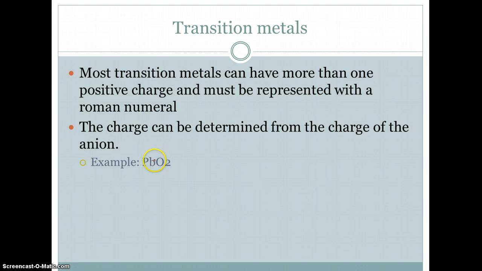If the cation is a transition metal, it can have more than one positive charge, and that charge must be represented with a Roman numeral, and we can figure out the charge by using the charge of the anion. So, for example, PbO2, we are going to name lead, some Roman numeral that represents the charge, oxide. Now to figure out the Roman numeral, we look at the charge of oxide. Oxide has a charge of -2. There are 2 oxides, so that's a grand total of -4. That means lead has to be +4 to cancel out the -4, making our Roman numeral 4. So the name of the compound is lead 4 oxide.